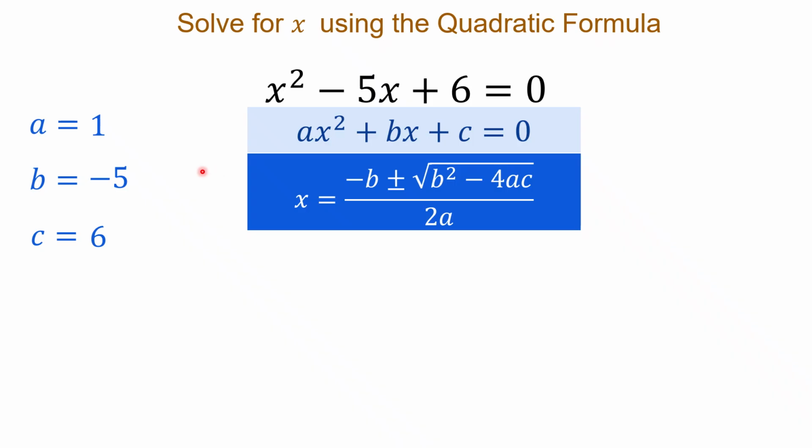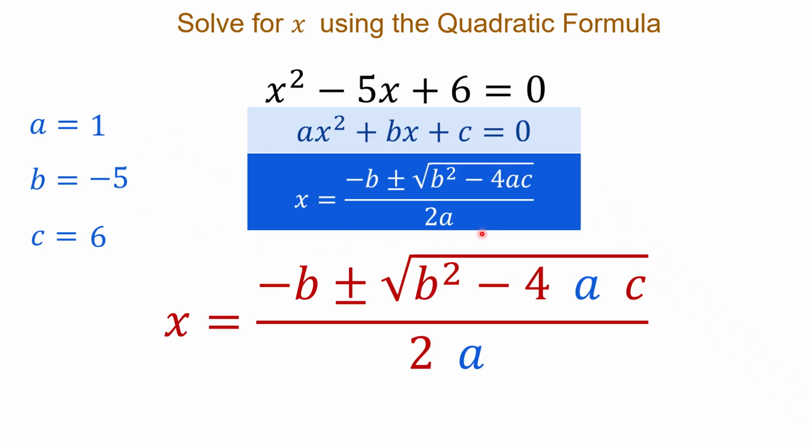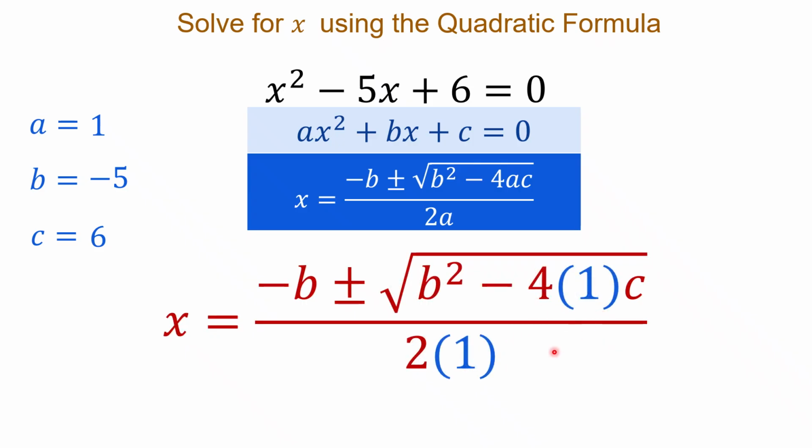So we have defined a, b, and c. We're going to drop those values into the formula. So as we put a in, you can see that it's going to be 4 times 1 and then c, and 2 times 1 at the bottom in the denominator.